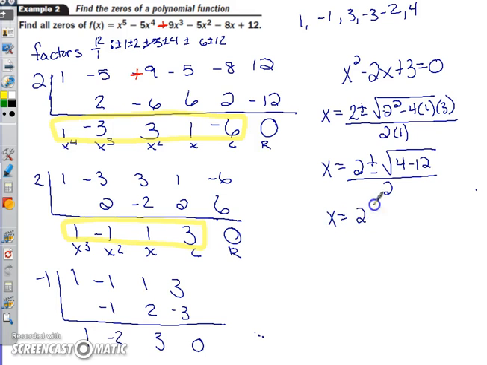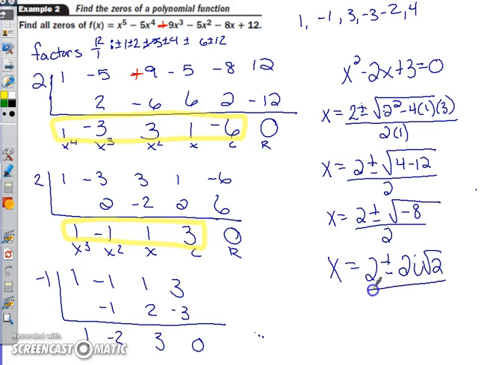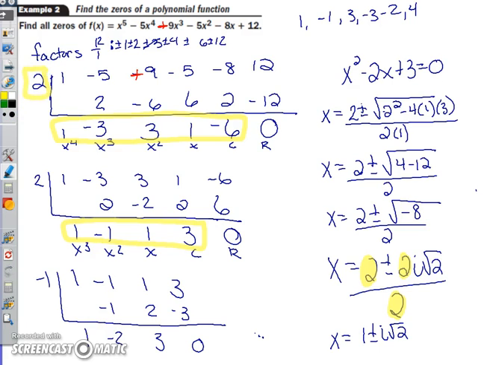So x equals 2 plus or minus the square root of what? -8 over 2. So x equals 2 plus or minus 2i square roots of 2 over 2. Now, let me just tell you that the things that can reduce are these 2's. They can reduce, and what you get is x equals 1 plus or minus i square roots of 2. So that's 2 of your zeros. The other ones come from right here. You have an x equal 2, you have an x equal another 2, and you have x equal -1. So these are your zeros.